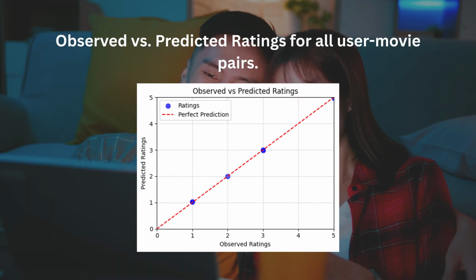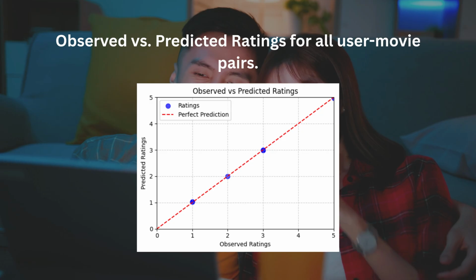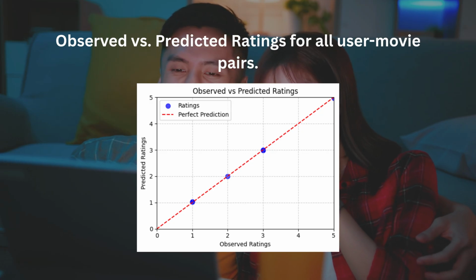The figure shows a scatter plot of observed versus predicted ratings. The diagonal line marks the ideal case where predictions perfectly match the true ratings.